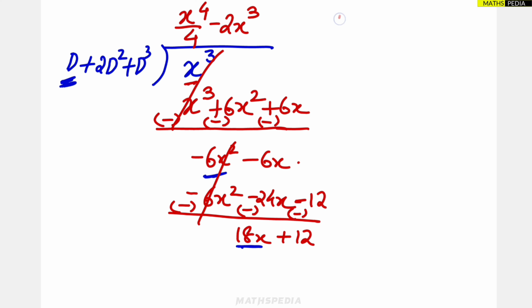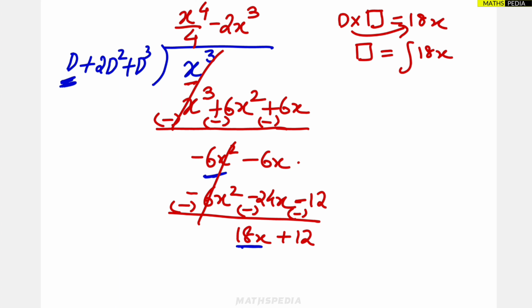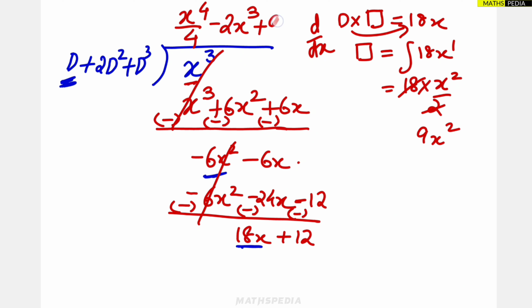So here D should be multiplied with what number to get 18x. So we have to consider that element as the integration of 18x, because D has gone there. D is nothing but d by dx. Okay, you understood I think. So integration of 18x: 18 outside, integration of x power 1 is x power 2 by 2. This and this cancel, what is left out is 9x square. So that I'll get here 18x.